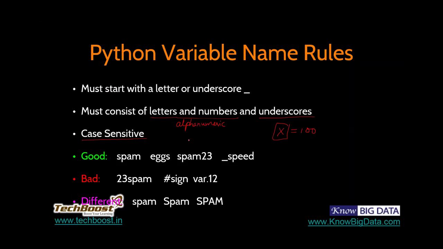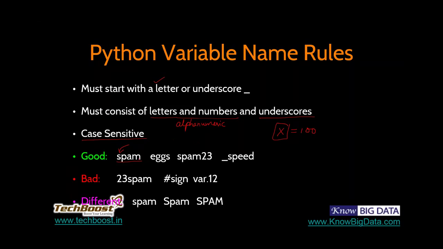So let's see what are the examples we can do, what are good and what are bad. Bad in the sense they are not allowed. Spam is a valid variable name because yes, it has all the alphabets. So the first rule applies, the variable name starting with alphabet. So this holds good, and must consist of letters and numbers and underscores.